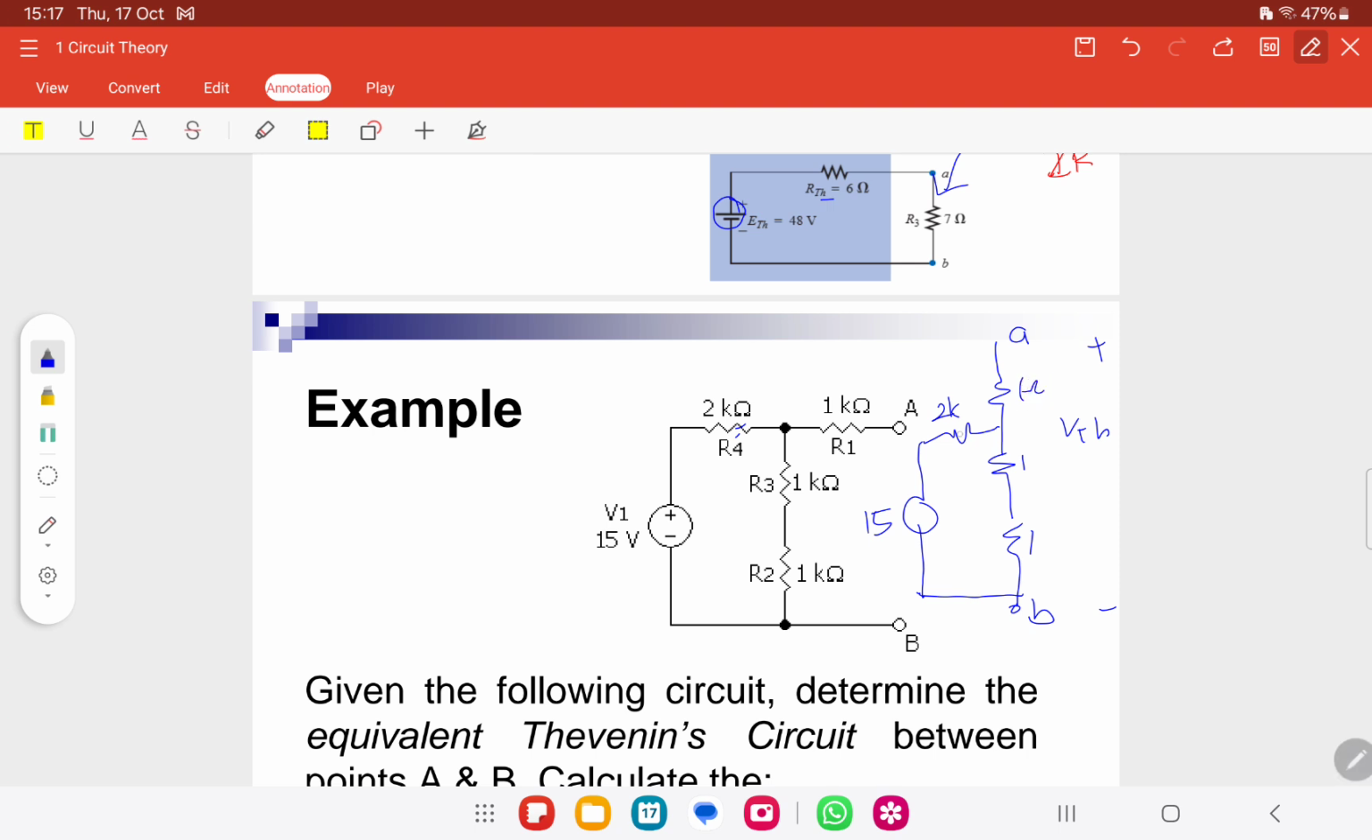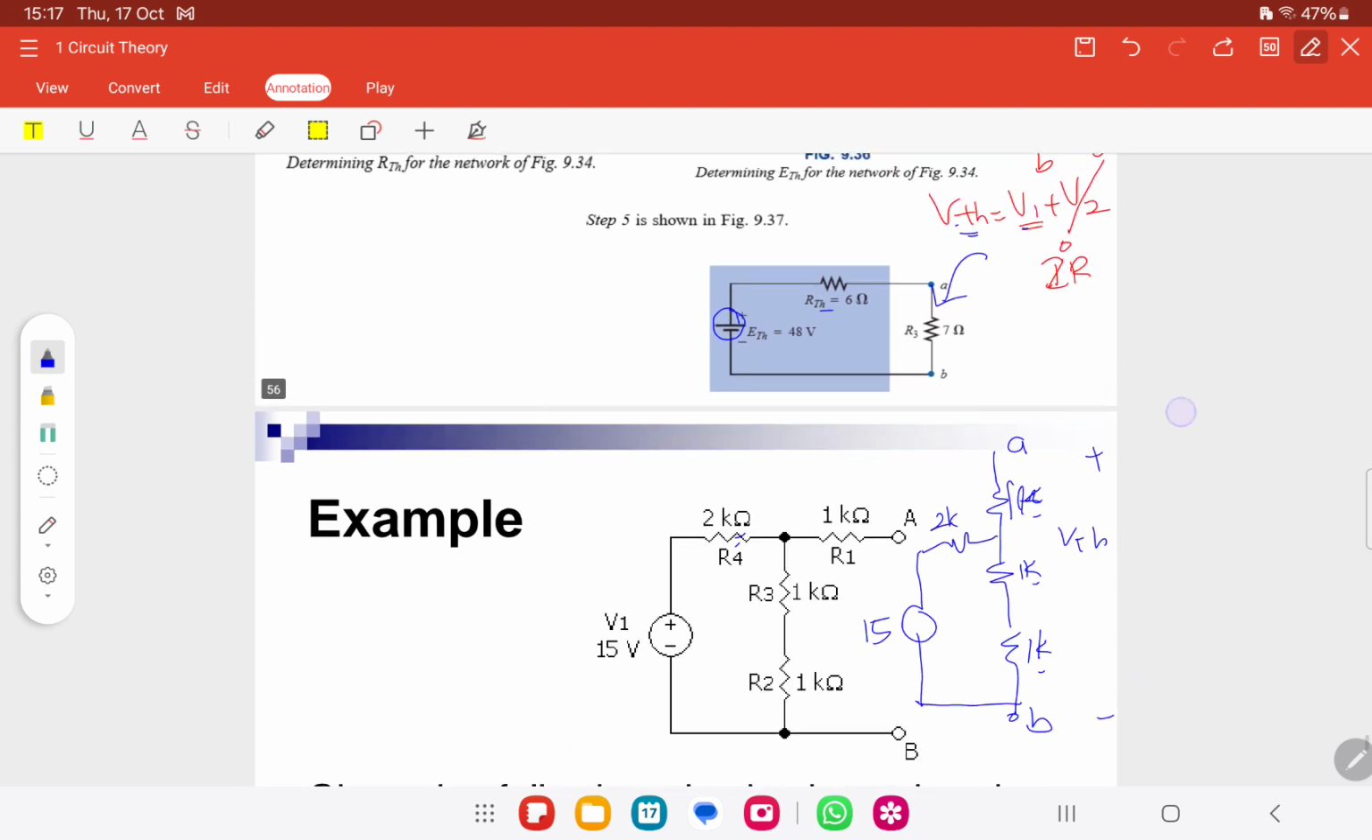Dia dekat setiap satu. Ni 1K. 1K. At 1K, 1K and 1K. Dia sama je macam tadi. Cuma yang ni dia ada 2 in series, R3 dengan R2. Kan?